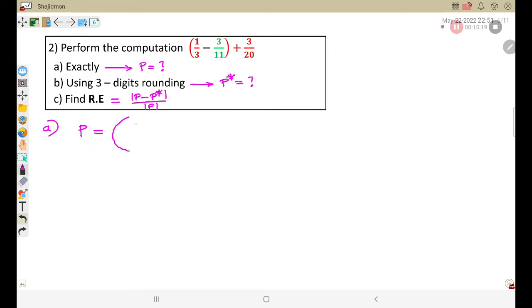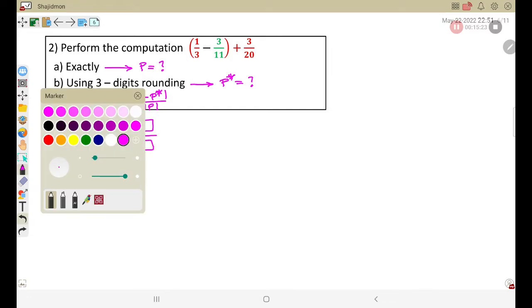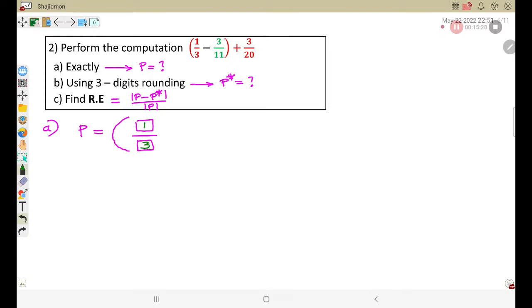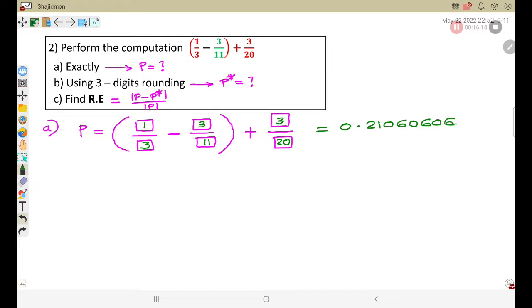First put the bracket, press the numerator by denominator switch, then enter the number there. First number is 1 over 3. Then again minus, go to the next line, press the numerator by denominator switch again, enter the number 3 over 11. After that, close the bracket, then plus, again press the numerator by denominator button. The numbers are 3 over 20. Then just press equal to, you will get the exact value without deleting any digit: 0.2106060606. This is the exact value, the full digits, in one time from the calculator.